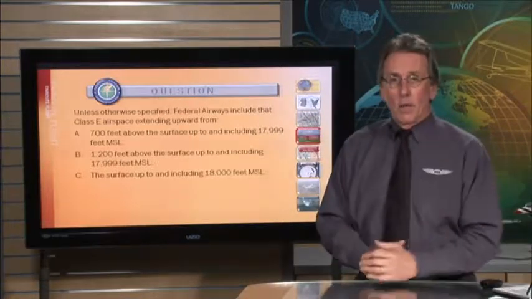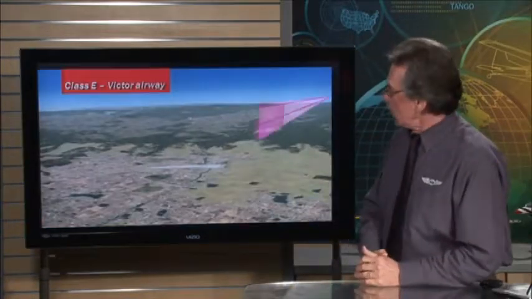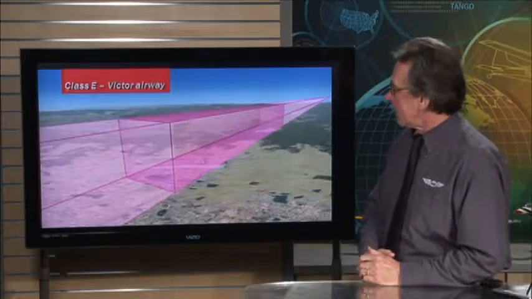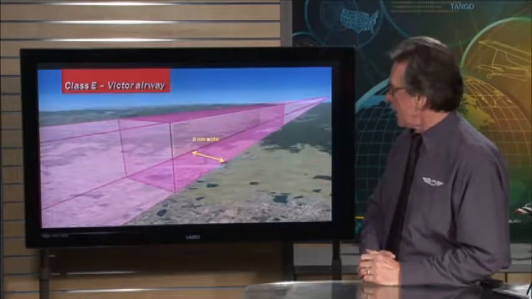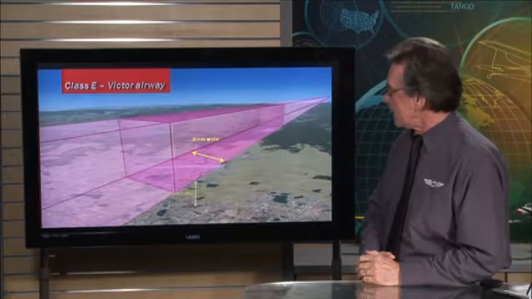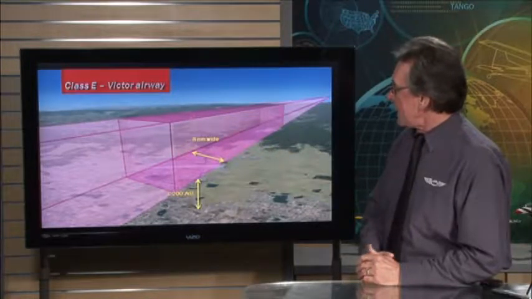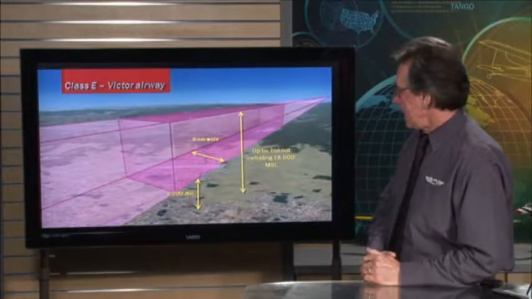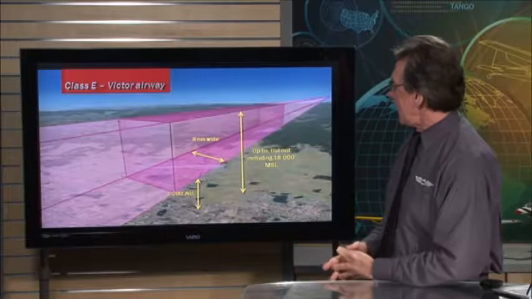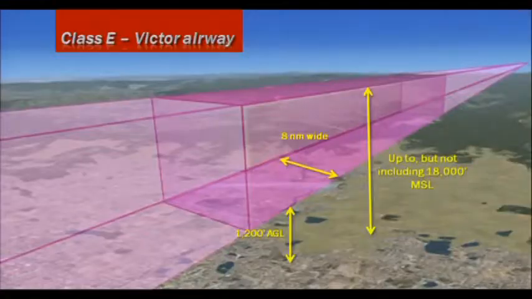Now, from your lesson in the classroom, you'll be able to recognize this graphic. We're going to show you some of the dimensional information. 8 nautical miles wide, 1,200 feet AGL, and up to, but not including, 18,000 MSL.